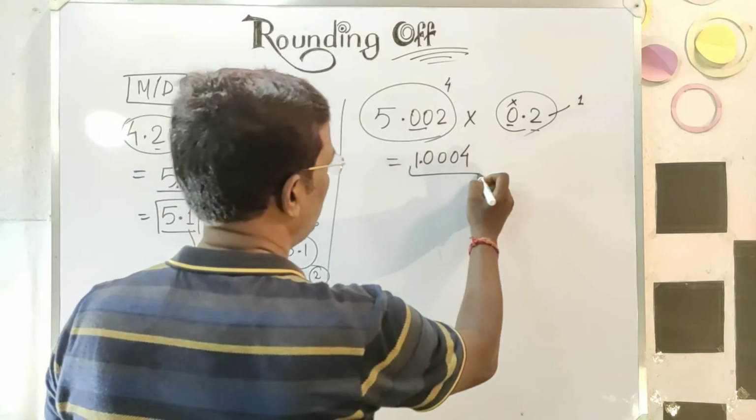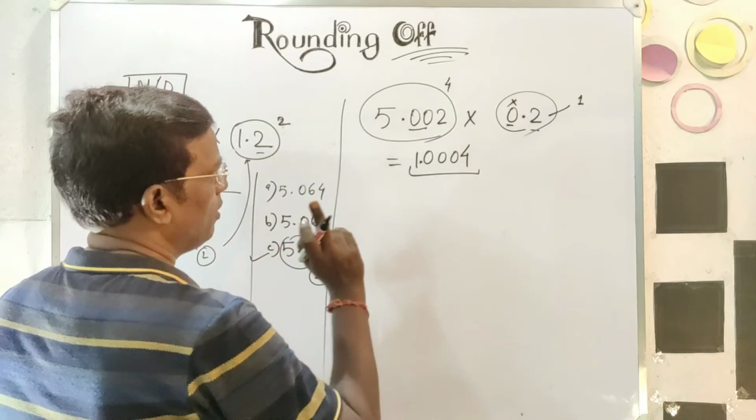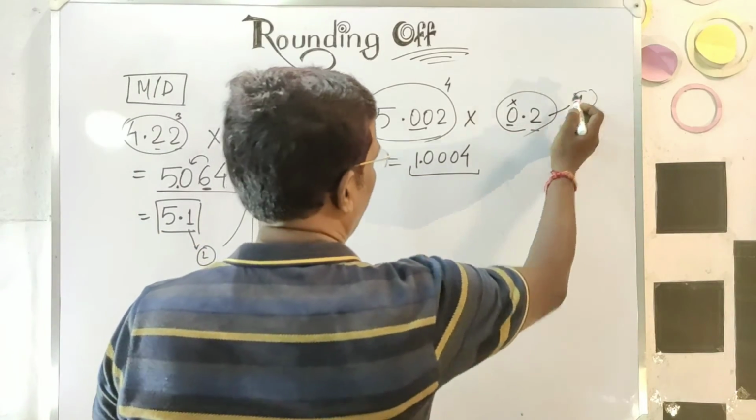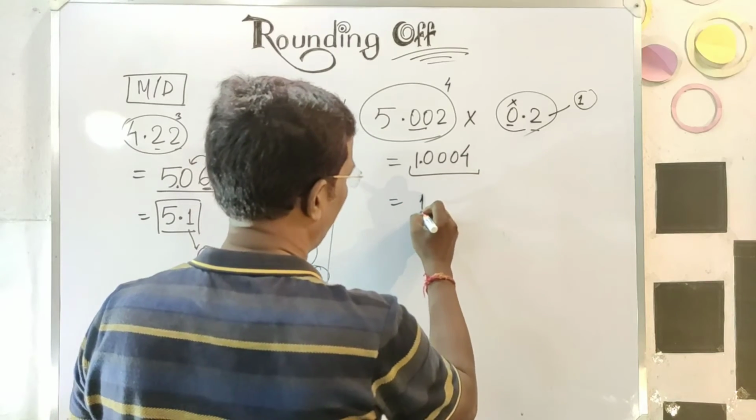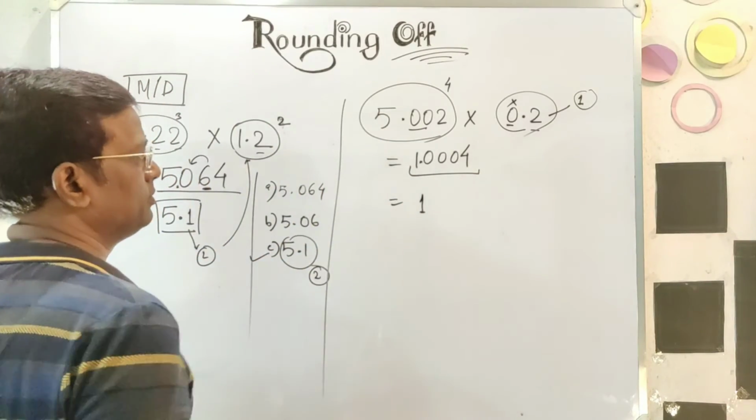Now 1.004, again the same rule. The final answer should have only 1 significant figure, so it will be 1 only. It will be 1. So this is the final answer.